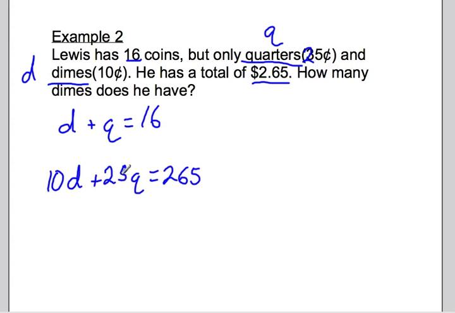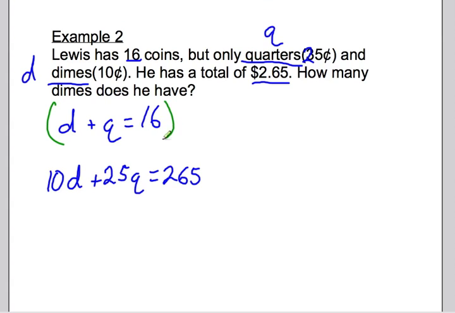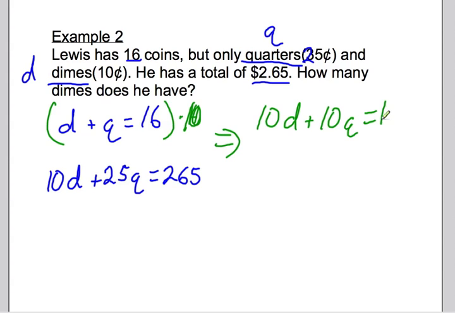We can't add or subtract right away. We need some of the coefficients of the variables to match. So we want to make this a 10D. So I'm going to multiply this whole equation by 10 to make it 10D. And we're going to have 10D plus 10Q equals 160. And our second equation stays the same.